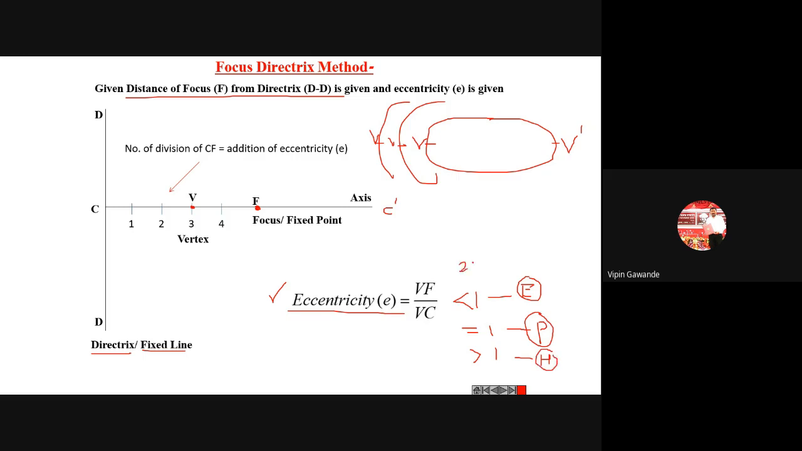Less than 1 means what? It is 2 by 3. Equal to 1 means what? It is the same distance.